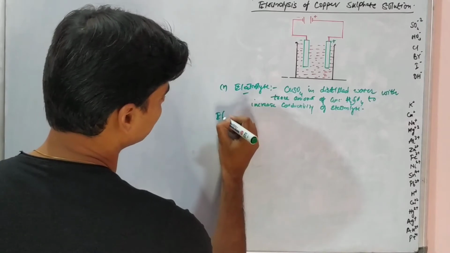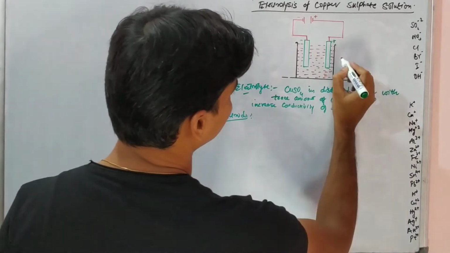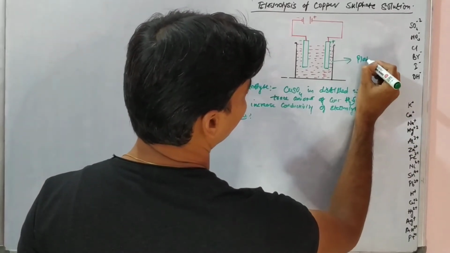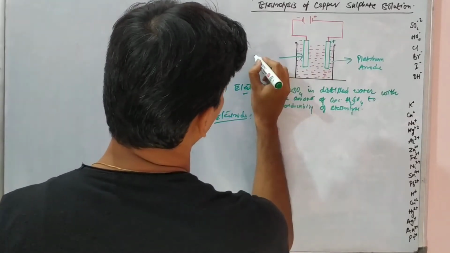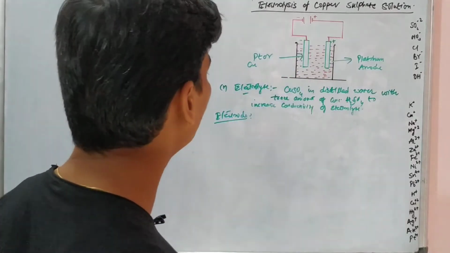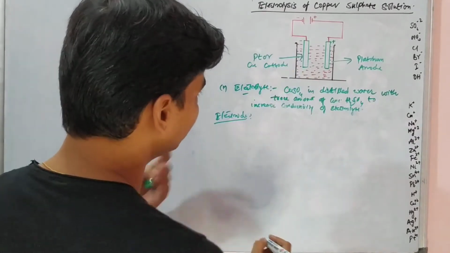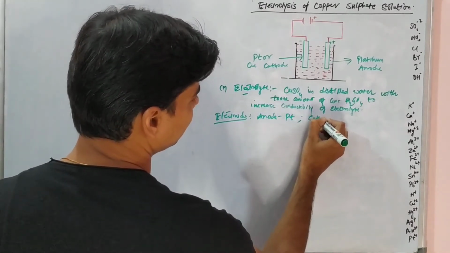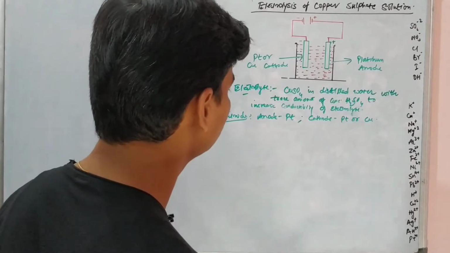Now the electrodes. In the first scenario, the anode would be platinum and the cathode would be platinum or copper. You can use either copper or platinum for the cathode.